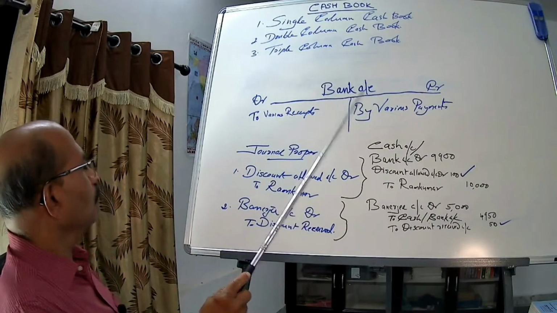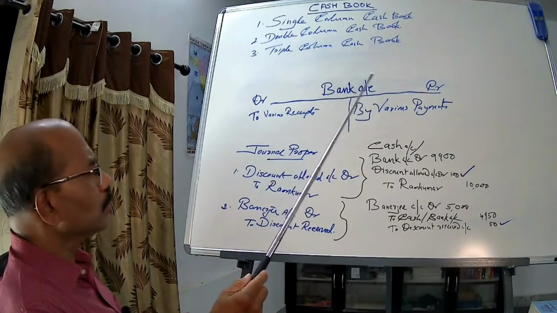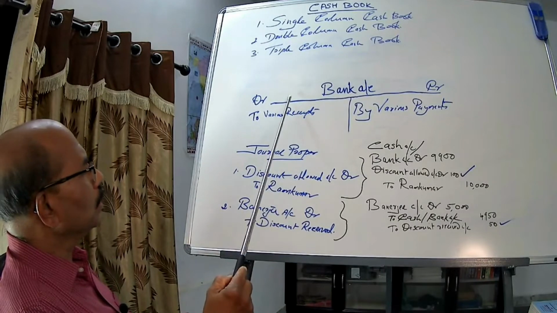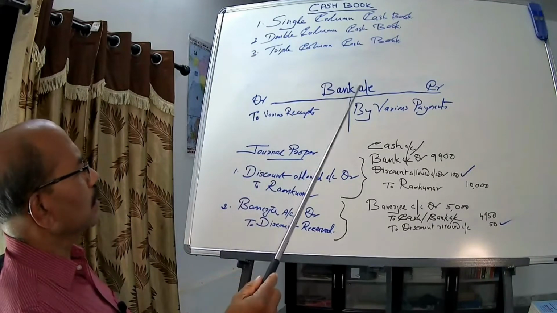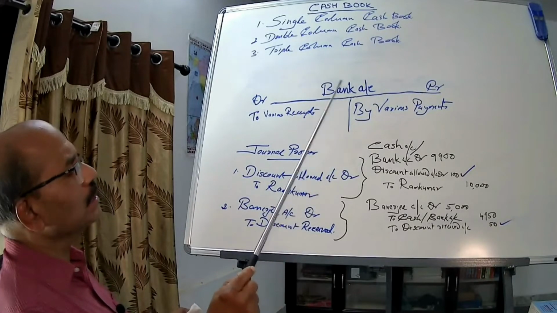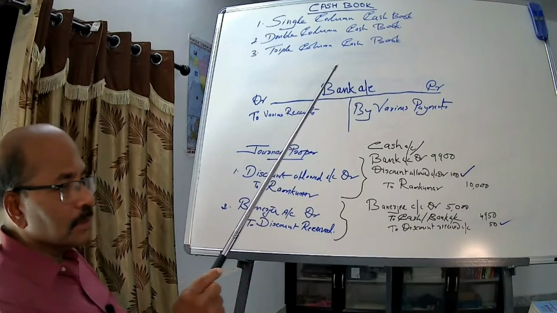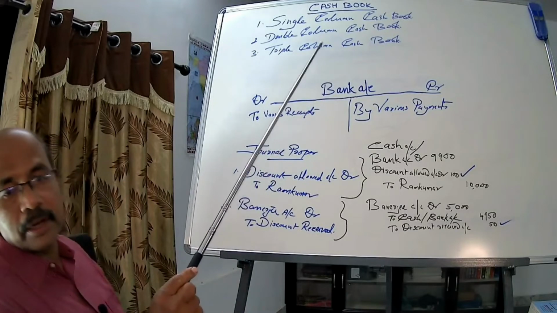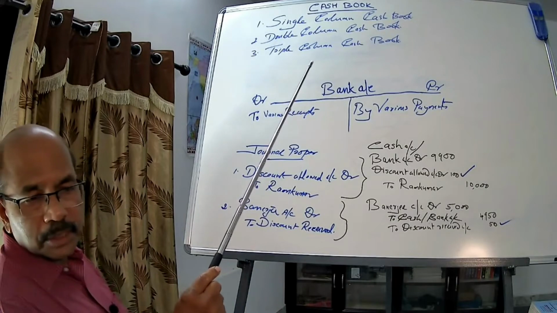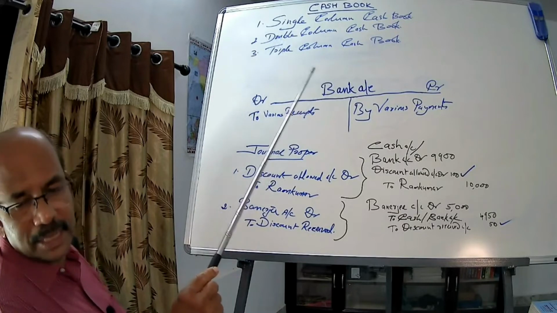Bank account will be debited with various receipts and credited with various payments. Simple rule. Bank account, a personal account, will be debited with various receipts and credited with various payments. Debit the receiver, credit the giver. If at all they are having a bank account, it means they won't be routing it through the cash book. It will be separately maintained as a ledger.